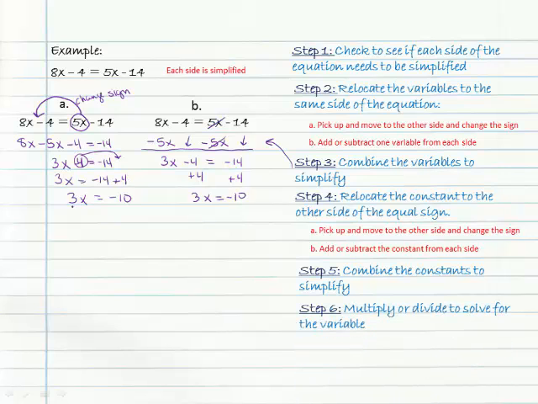Finally, I will multiply or divide to solve for x. And this will be the same on both. And they both result in the same answer. X is equal to negative 10 thirds.